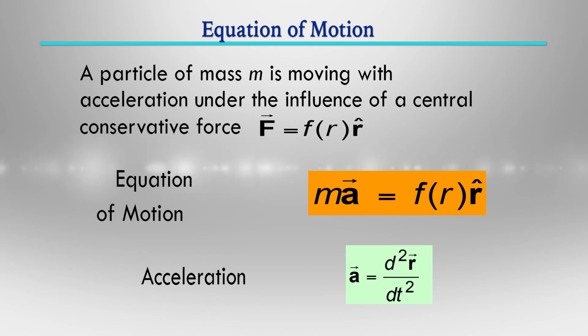What is the acceleration? The acceleration of the particle is given by d2r by dt2, where r is the position vector of the particle. So as the position vector changes, you define the velocity of the particle as dr by dt and the acceleration as d2r by dt2. Now you are familiar with differential equations, so you can see that this is a second order differential equation which if you solve you will be able to see how r changes with time.